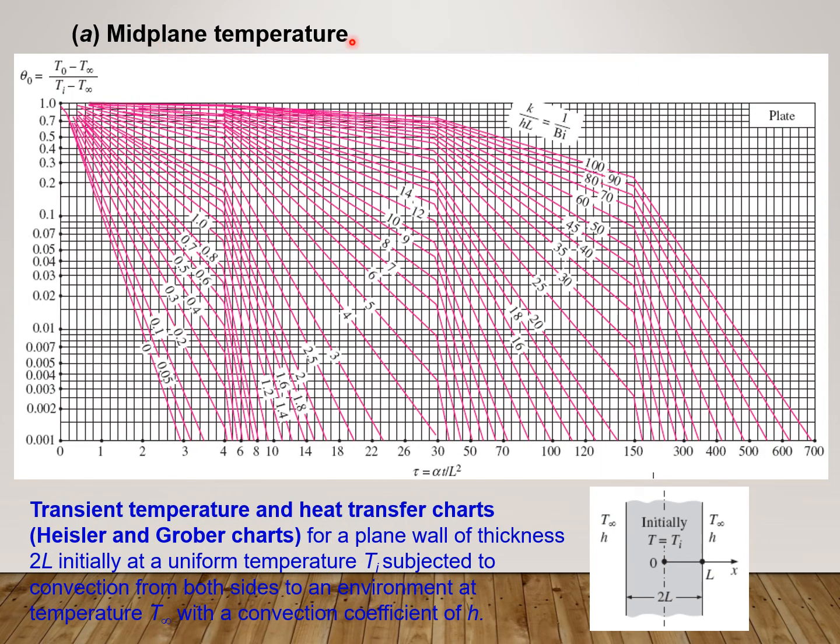Here is a graph of mid-plane temperature. Theta naught is equal to T naught minus T infinity upon Ti minus T infinity. The graph is plotted. It is a very complex graph, you can see, and tau is equal to alpha t upon L square. This is the plane wall we have discussed before. The transient temperature and heat transfer chart is called the Heisler and Gröber chart for a plane wall of thickness 2L initially at uniform temperature Ti, subjected to convection from both sides to an environment at temperature T infinity with convection coefficient h.